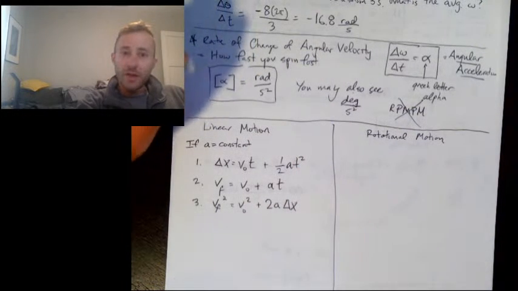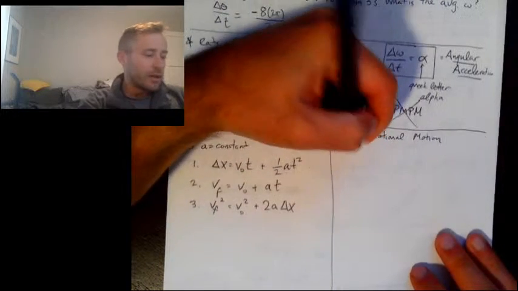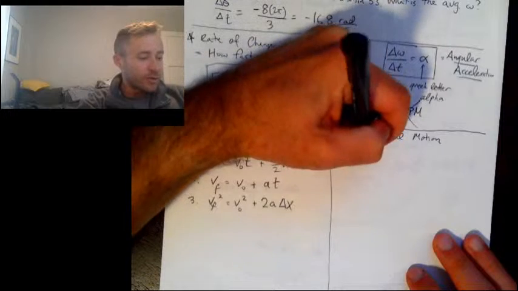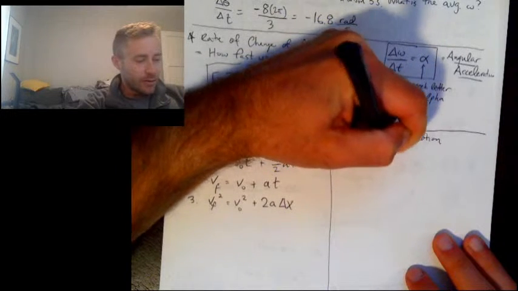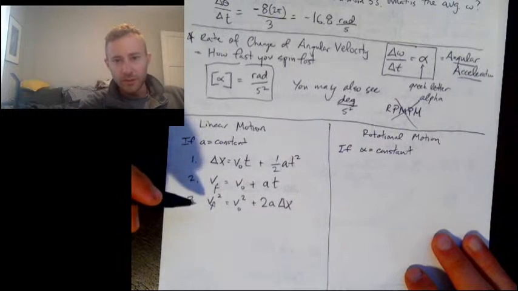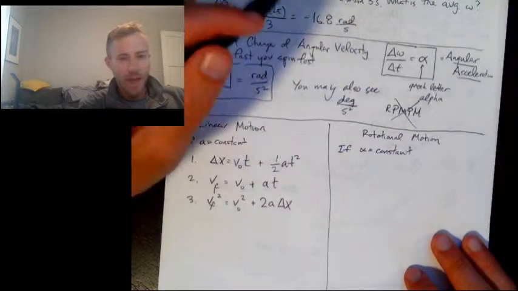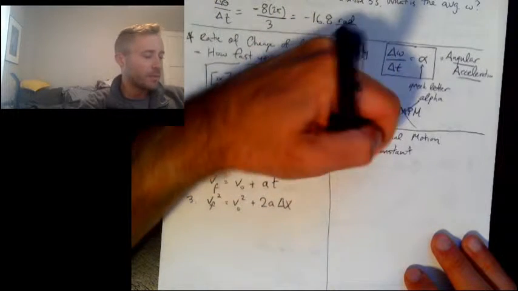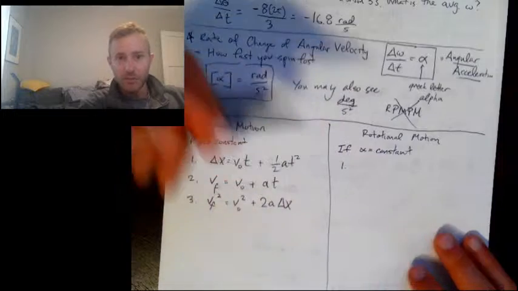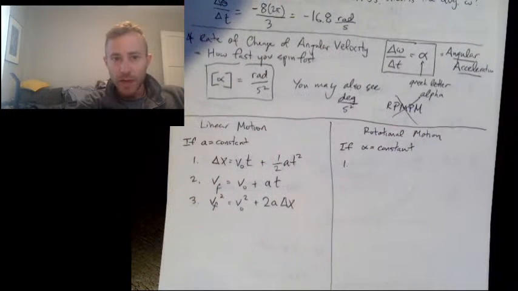So we have an analogous set of equations for rotational motion, and these equations apply if alpha is constant. So on the left, these equations are true if the linear acceleration is constant. On the right, these equations are true if the angular acceleration is constant. And so what I'm going to do is write down the exact same equation, but replace each variable with its angular analog.